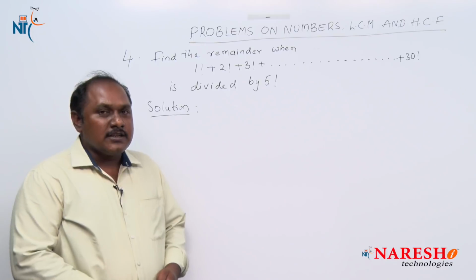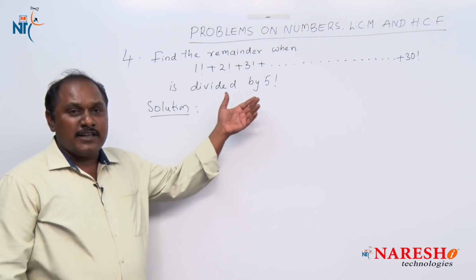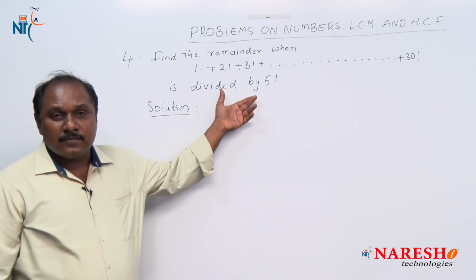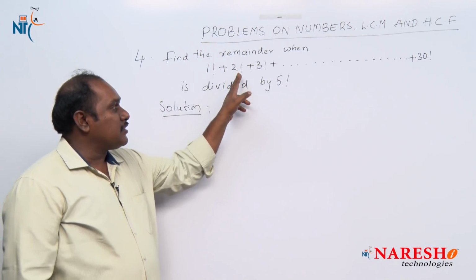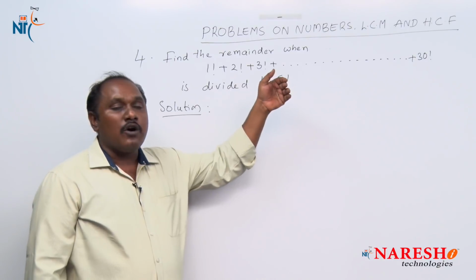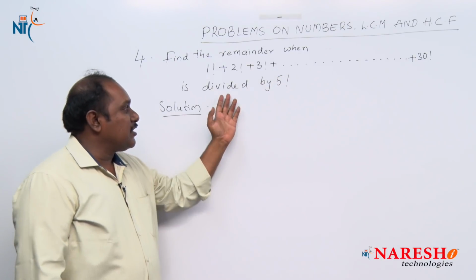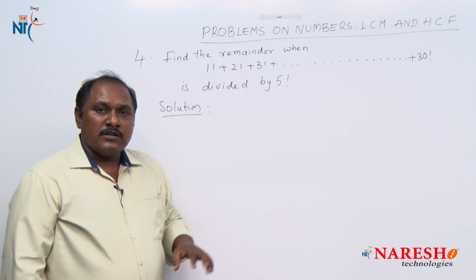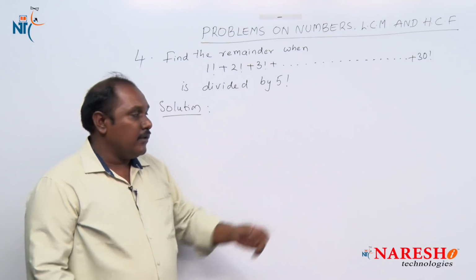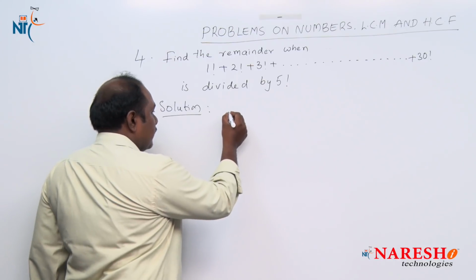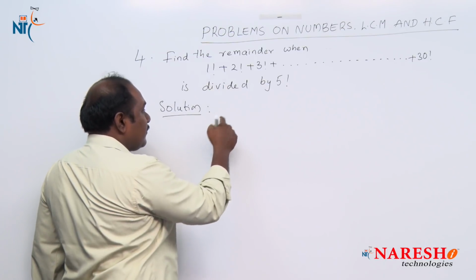Now let us discuss one more question of the same model which was asked in TCS. Find the remainder when 1 factorial plus 2 factorial plus 3 factorial and so on till 30 factorial is divided by 5 factorial. Same logic we apply, but how much is 5 factorial? 120. Now solution for this: 1 factorial is 1.